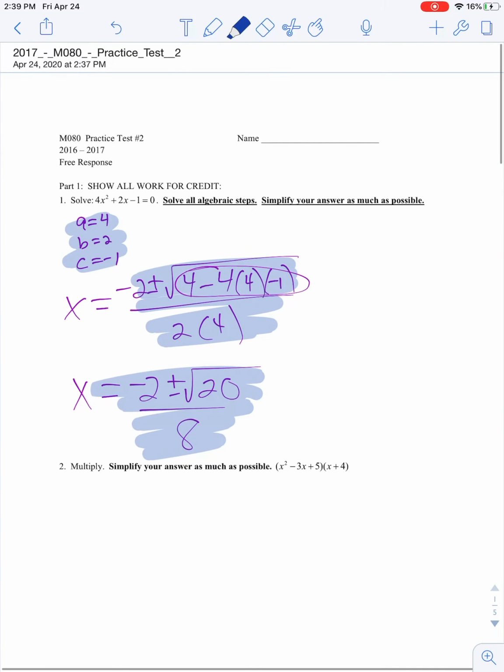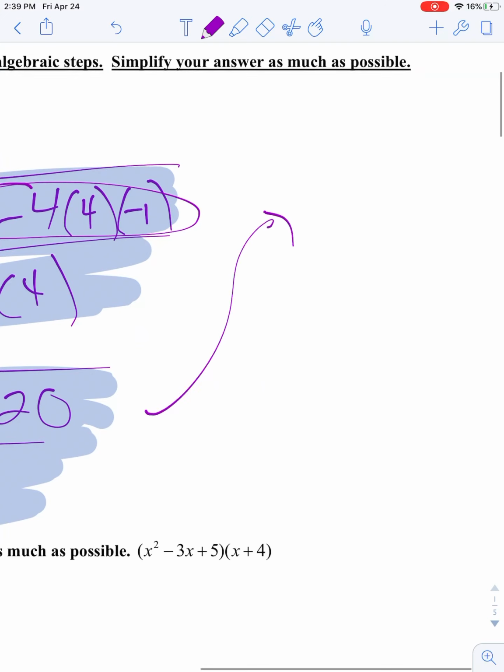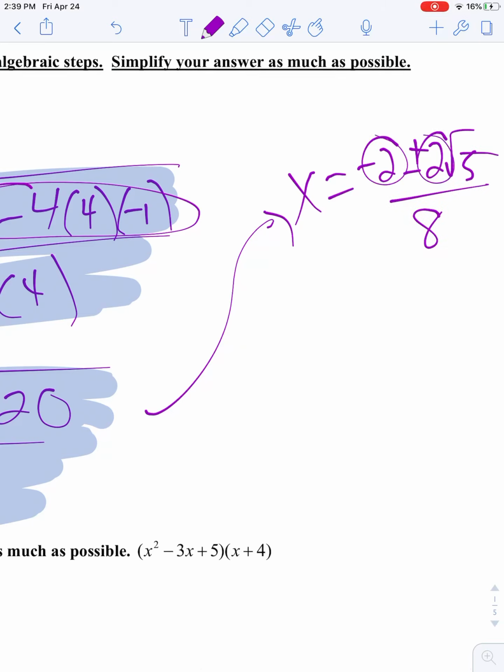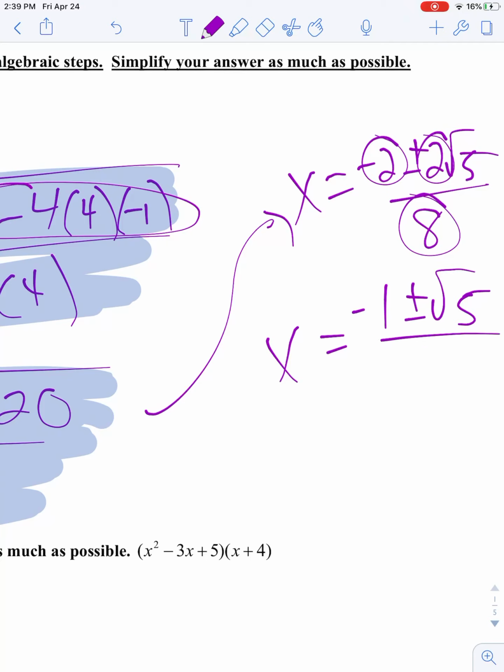But then you got to break down the square root of 20. So when you break down the square root of 20, you get 2 root 5. And then you got to reduce, remember, all 3 parts. So -2 divided by 2, 2 divided by 2, I'm just going to leave it as root 5. I'm not going to put the 1 in front. And 8 divided by 2 is 4. And so there's your final part of the answer.